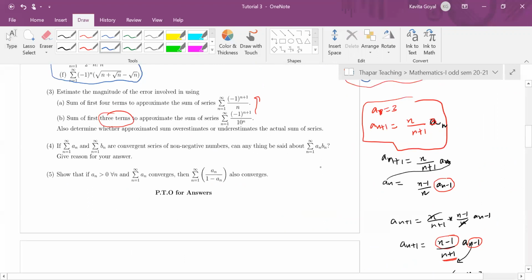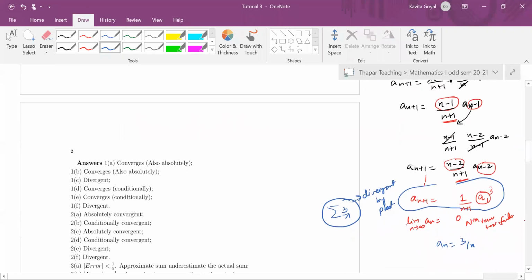So you have a1 equal to 3, and a(n plus 1) is n upon n plus 1 into an. So a(n plus 1) will be n upon n plus 1 into an. So if you write an, that will be n minus 1 upon n into a(n minus 1). So you can keep on doing this. So you will get a(n plus 1) equal to 1 upon n plus 1 into a1, that is 3 upon n plus 1. Right? So it means that an will be 3 upon n. So it means that your series is divergent by the p-test.